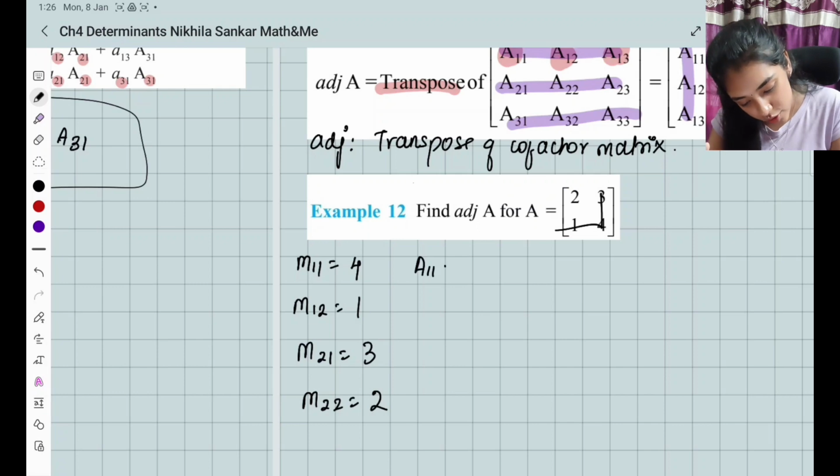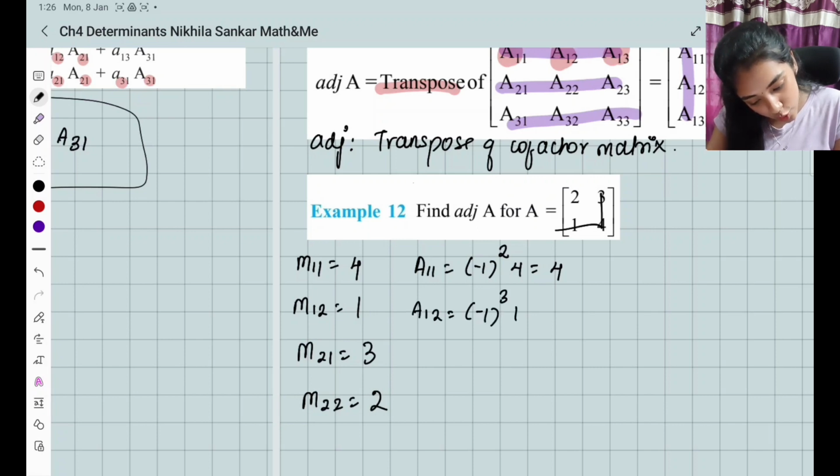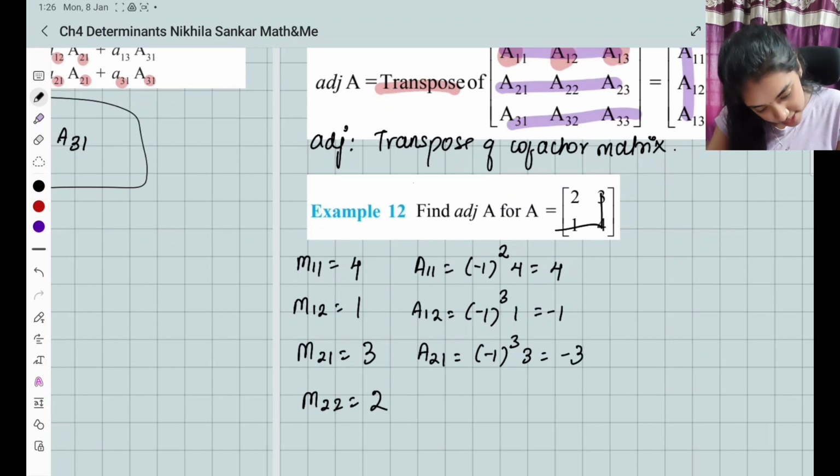இப்போ cofactor. So A11 is going to be minus 1 to the power 2 times 4, which is going to be 4. Then A12 is going to be minus 1 cube times 1, which is minus 1. Then A21 is going to be minus 1 to the power 3 times 3, which is going to be minus 3. Then A22 is going to be basically minus 1 to the power 2 plus 2, அததான் நான் 4, 3 னா எழுதிட்டு இருக்கேன். Okay, times 2, which is going to be 2.